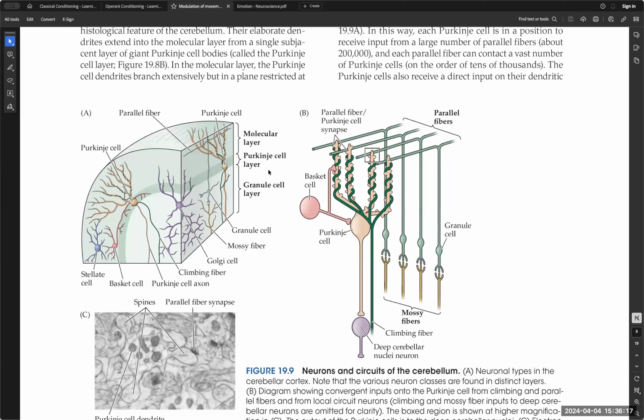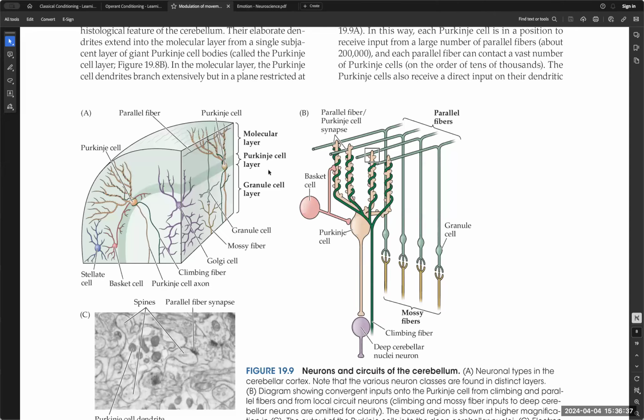Okay, we saw the two stages of learning: the modulation component with the sensory input and the error correction or the error input, how that actually modulates the activity of the Purkinje cell, and that modulates the output of the deep nuclei.